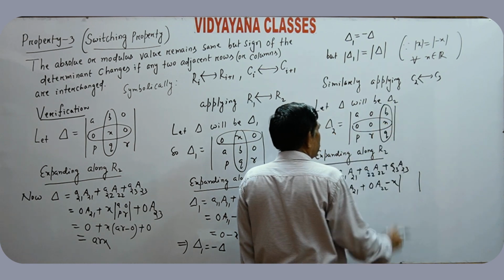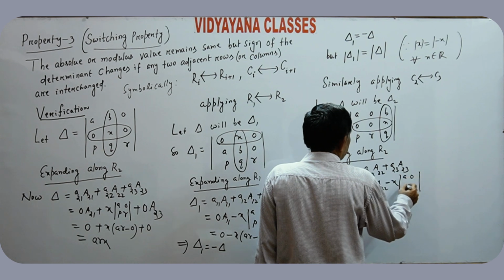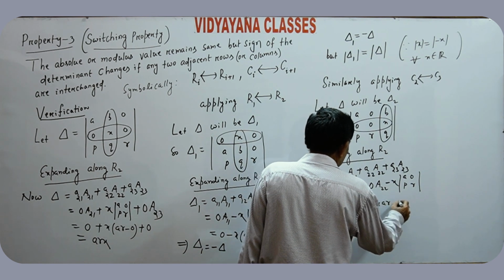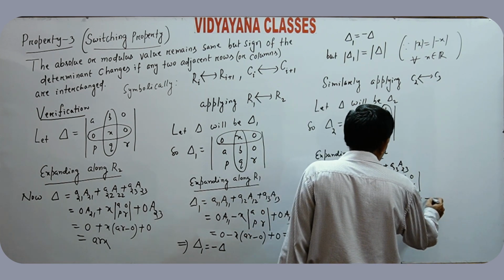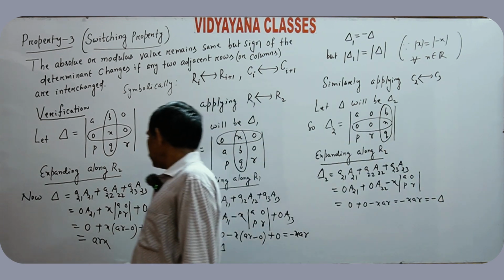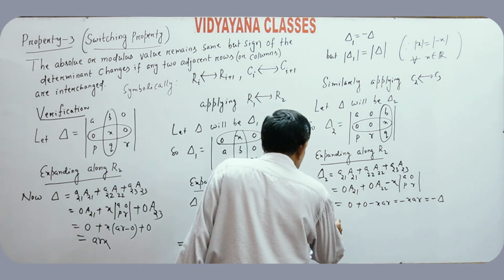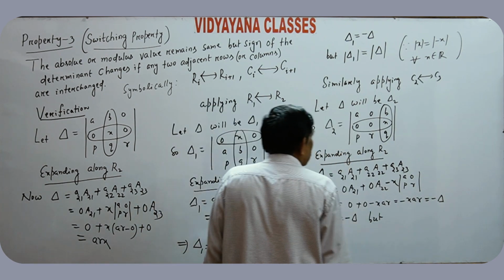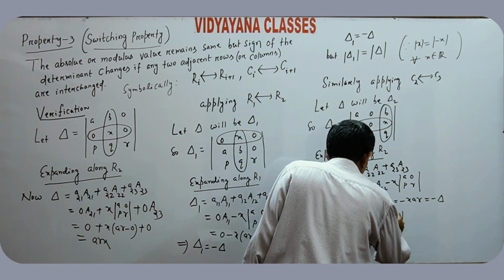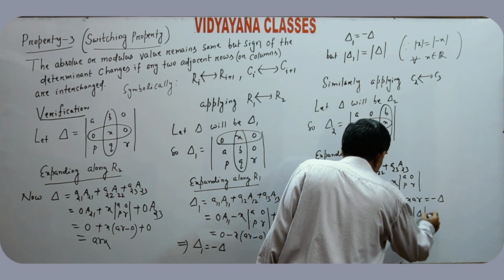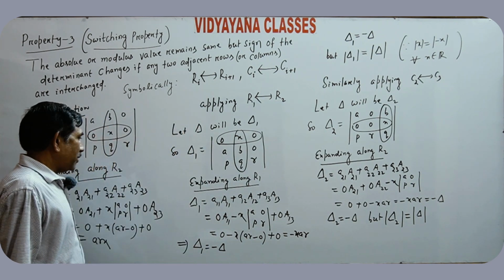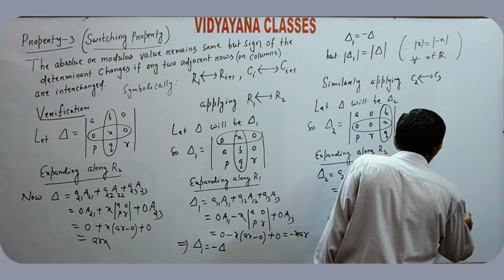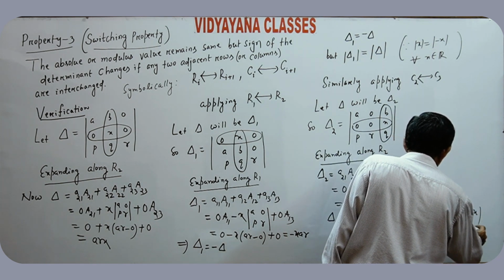Deleting the second row and third column, it gives the minor, which is equal to 0 plus 0 minus XAR, which is equal to minus XAR, which is equal to minus del, since del is equal to ARX. Del 2 is equal to minus del. But modulus of del 2 is equal to modulus of del. Modulus of ARX is the same as modulus of minus XAR, since mod of x is equal to mod of minus x for all x belongs to R.